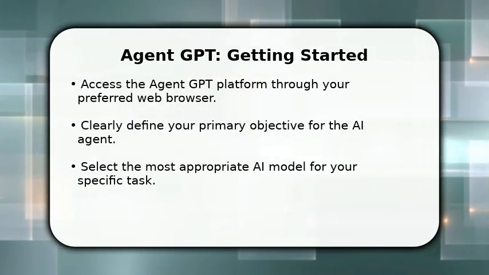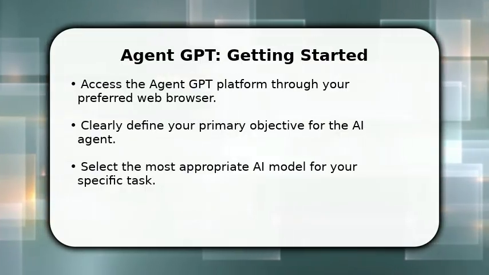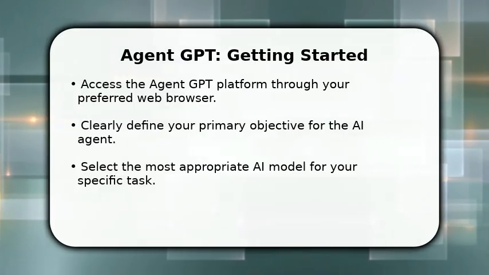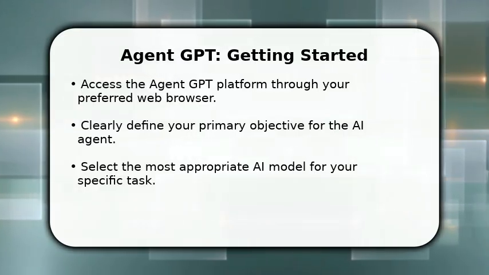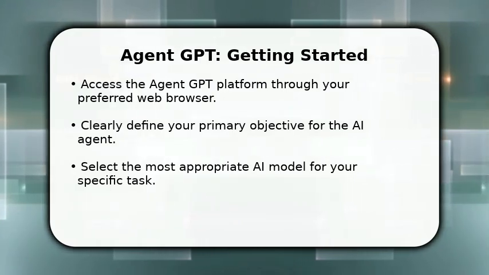Next, select the most suitable AI model for your task from the available options. Finally, configure essential initial settings, such as giving your agent a descriptive name and setting its maximum number of iterations, perhaps to 20 or 30.